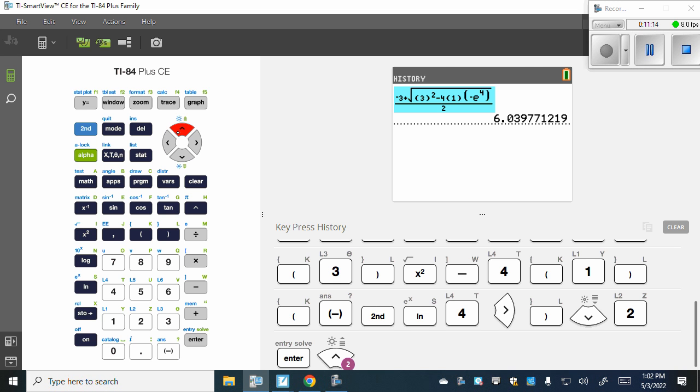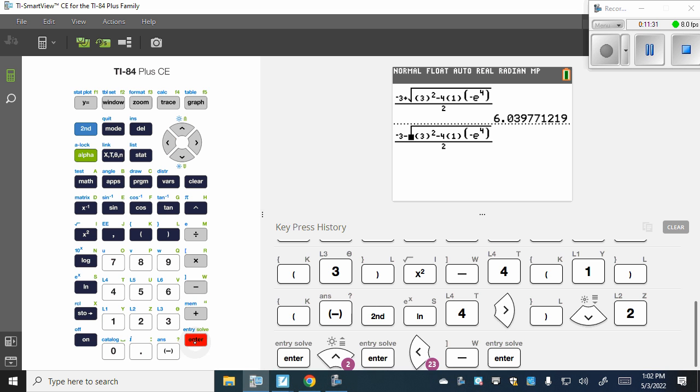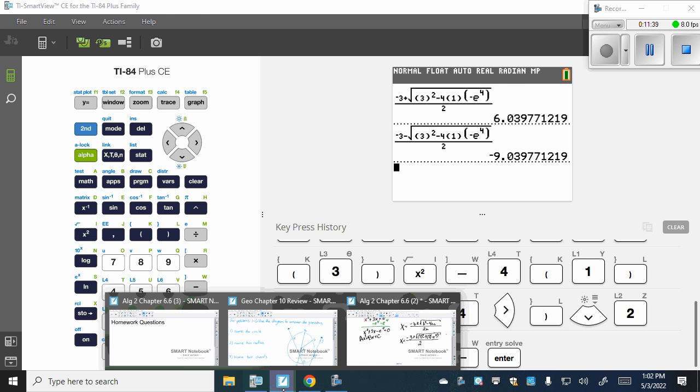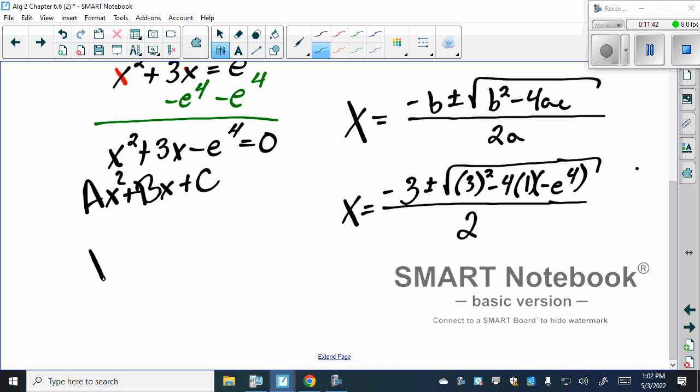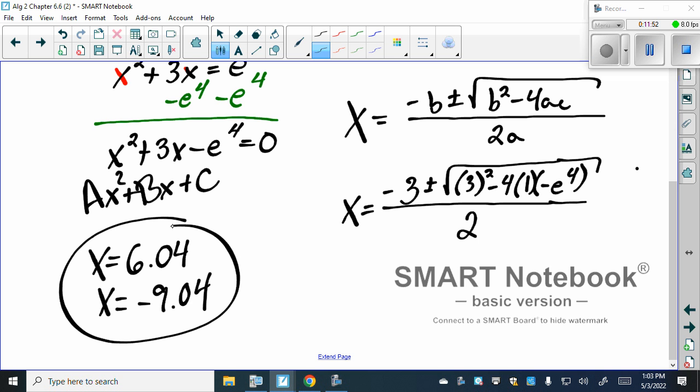But we do have to consider the other case because it is plus or minus. So we can come back here and change it from plus to minus and get this here. So 6.04 or negative 9.04 would be our 2 answers.